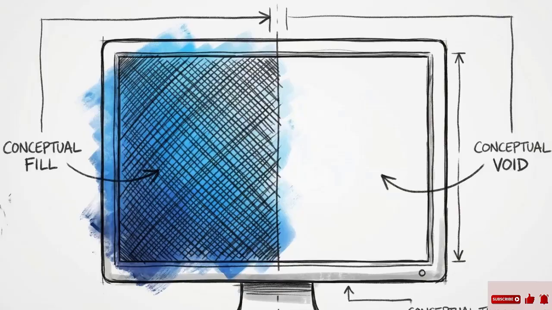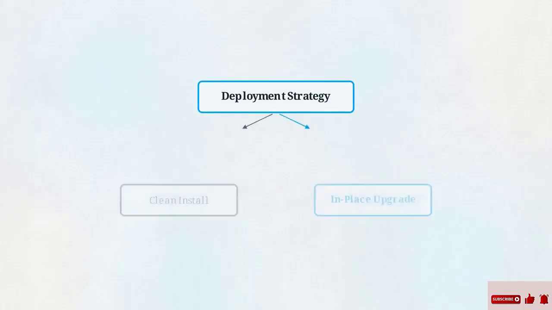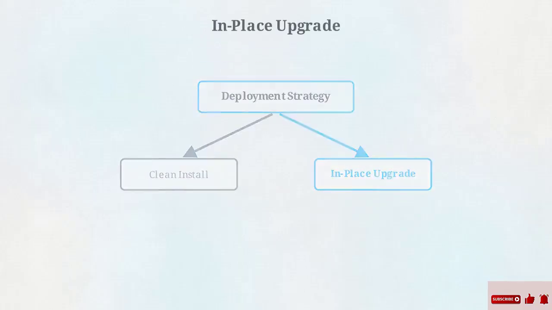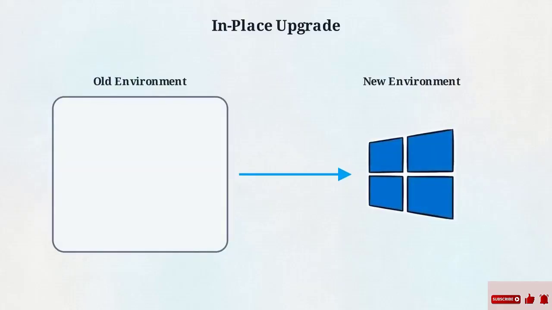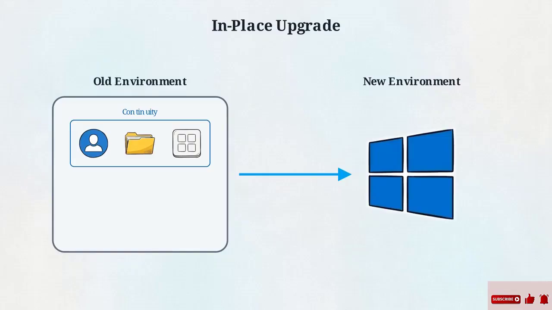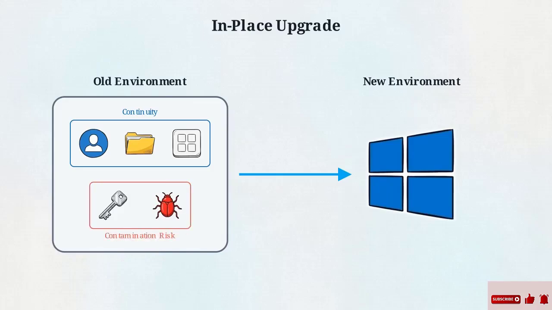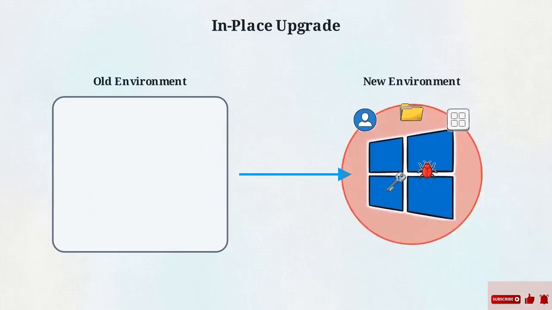When moving machines to a newer version of Windows, administrators face a strategic choice. You must decide between an in-place upgrade or a clean install. The in-place upgrade offers seamless continuity. It preserves existing user profiles, local data, and installed applications. However, this continuity comes with a cost. It also preserves existing registry misconfigurations, software conflicts, and underlying system errors.